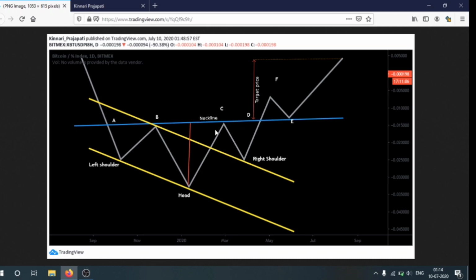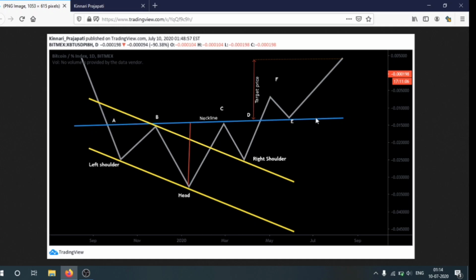Neckline break. You can see on the screen that this is the break line, the neckline. This is called the neckline break. The head and shoulder pattern is said to be complete only when the neckline resistance is broken.